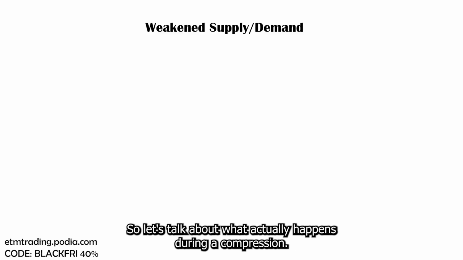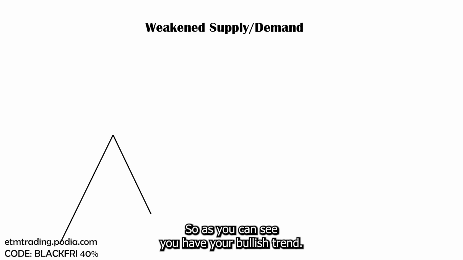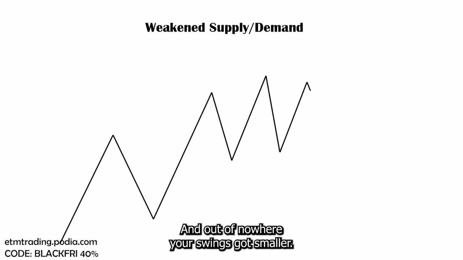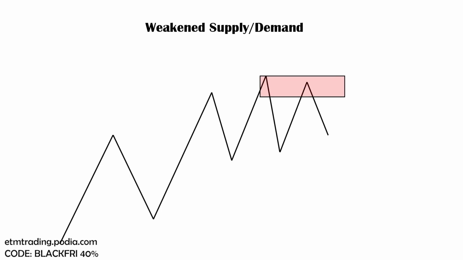So let's talk about what actually happens during a compression. And we're going to explain this via weakened supply and weakened demand. So as you can see, you have your bullish trend, and out of nowhere, your swings got smaller. So what happened here? Price rejected from your extreme supply, but now price is being met with your extreme demand. Now your demand overpowers your supply to continue the bullish trend.